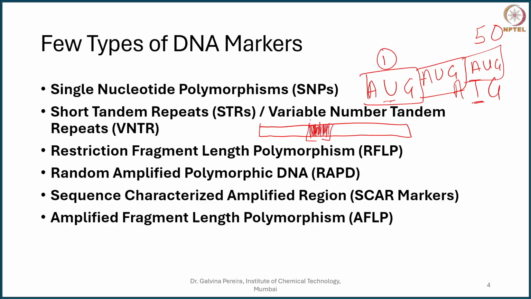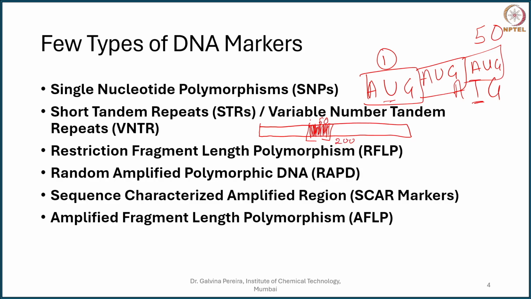So, short sequence but many repeats. What happens is one species might have 50 repeats, in another species it might have 200 repeats. So, the number of repeats for a particular sequence changes, and that is what is referred to as short tandem repeats.